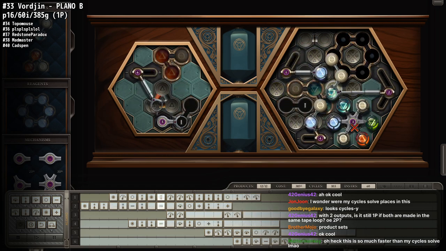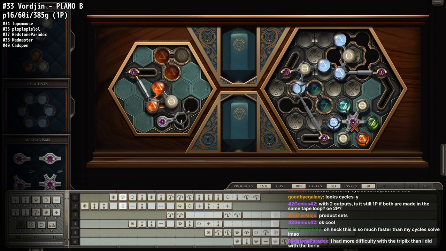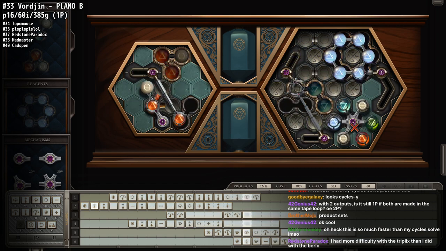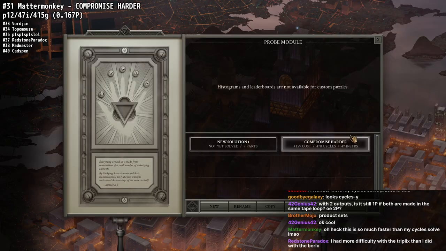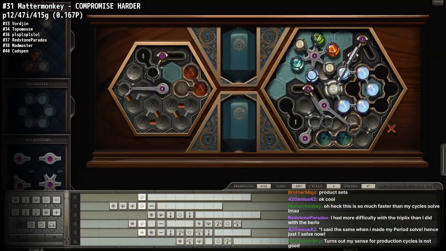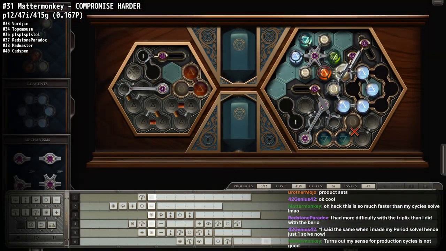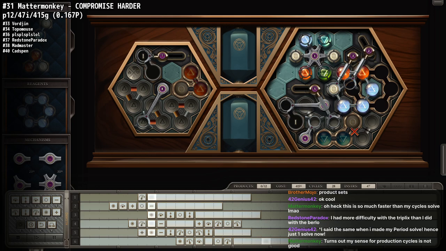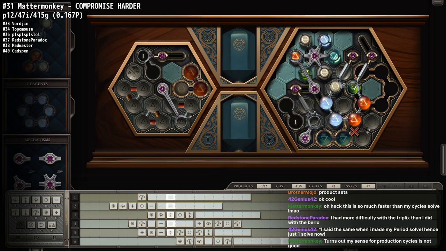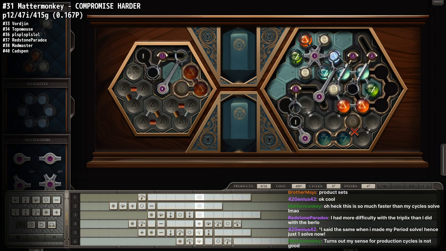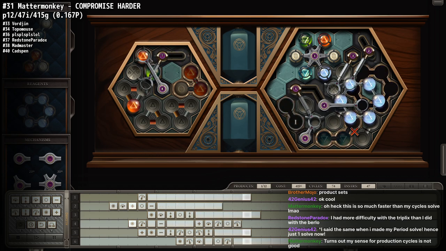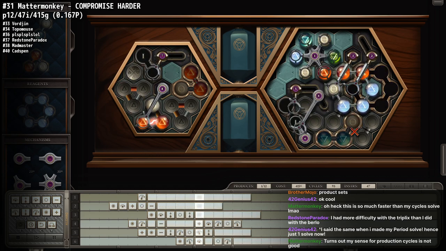Skip this one. Next up, we have Matter Monkey. Compromise Harder. G12 already. This solution is bad, I think, but at least it's not my cycle solve. So this one is our first 1/6P solution. Oh, so it's 1/6P12.